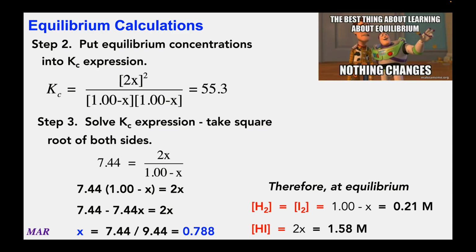Now, from this point, you can figure out the H2, the I2, and the HI. The H2 and the I2 are both equal to 1 minus 0.788, and that comes out to be 0.221 moles per liter. On the other hand, if you're curious, the HI will be 2 times the x. 2 times 0.788 comes out to be 1.58 moles per liter. So these are the values at equilibrium.